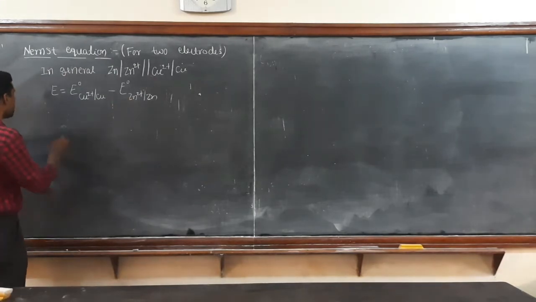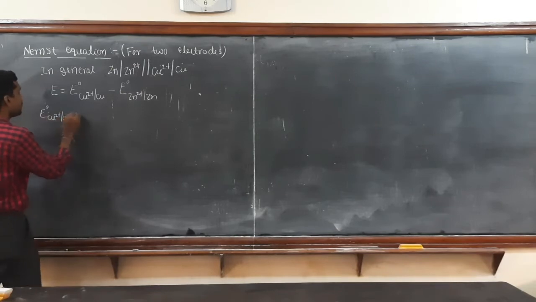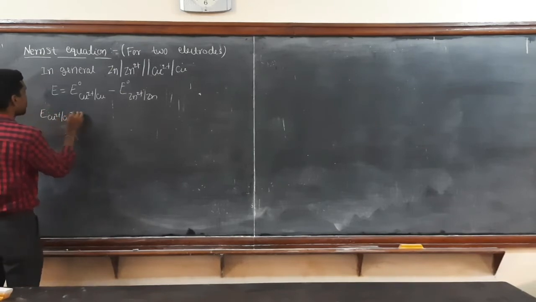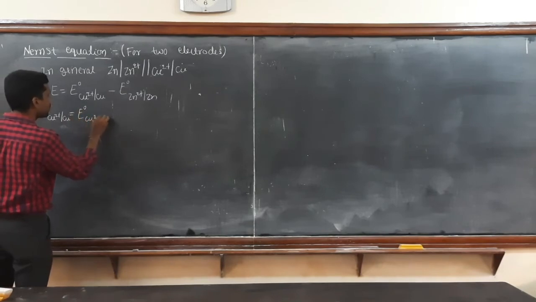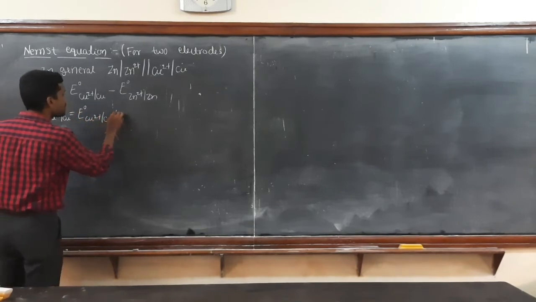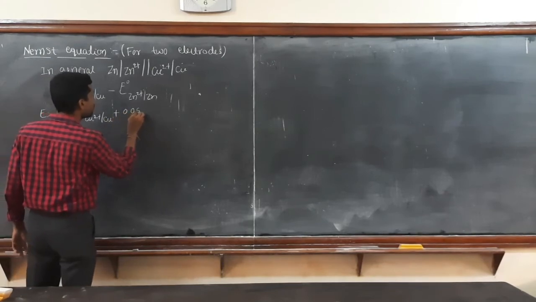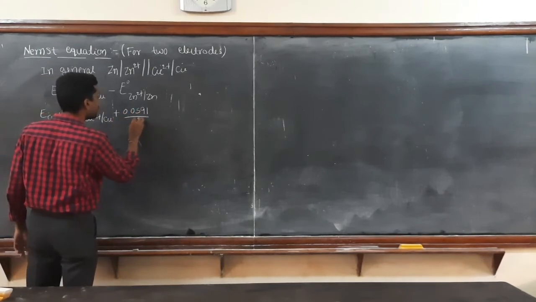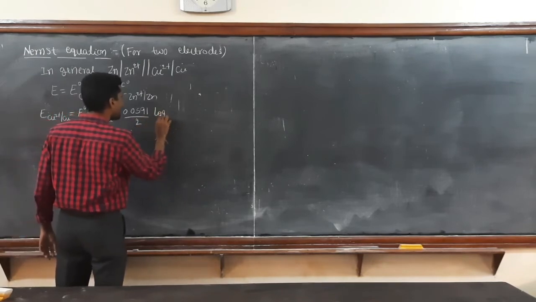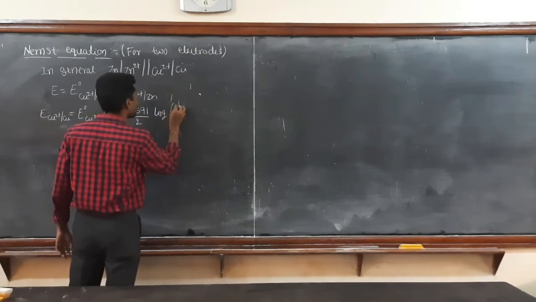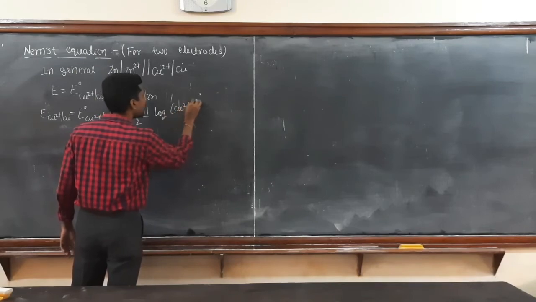So if you put the values, E of copper is equal to E naught of Cu2+/Cu plus 0.0591 divided by 2 in this case, log of the concentration of the oxidized state, Cu2+, over the concentration of copper.